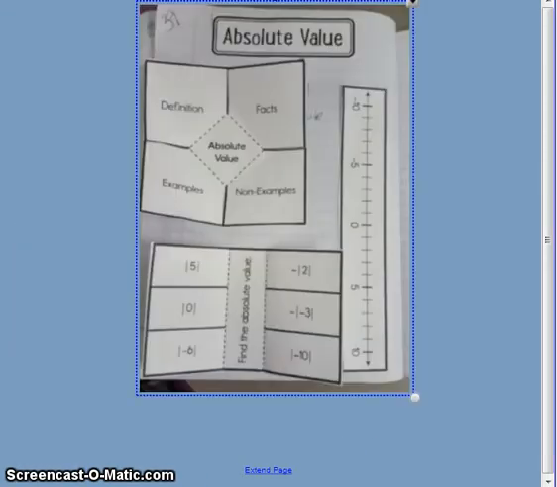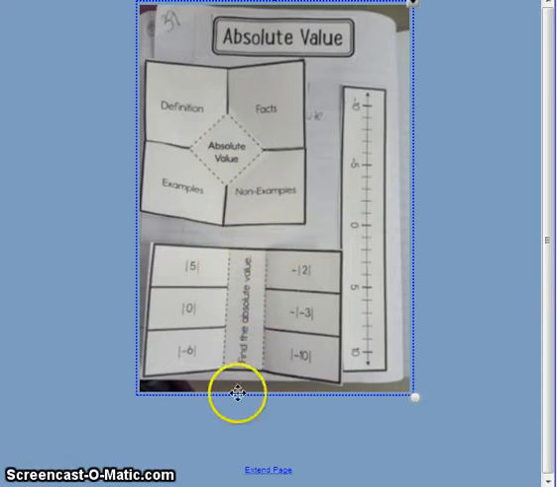Now we're going to move on to the absolute value playbook entry. This is what your absolute value playbook entry should look like when you cut and paste it in. Please make sure that when you cut this section here, you're only gluing where it says absolute value in the middle, and you're cutting along the solid black lines because you're going to fold these sections along the dotted line so that you can write underneath it.